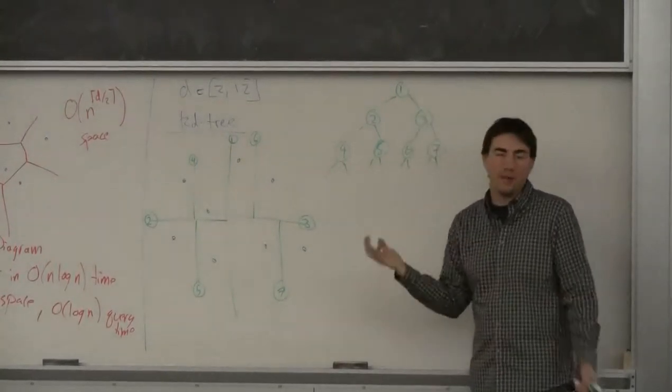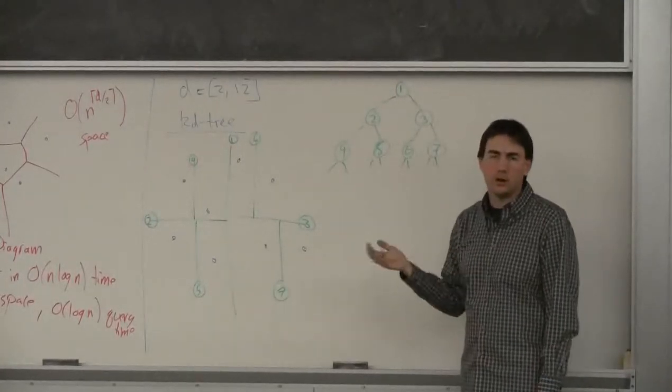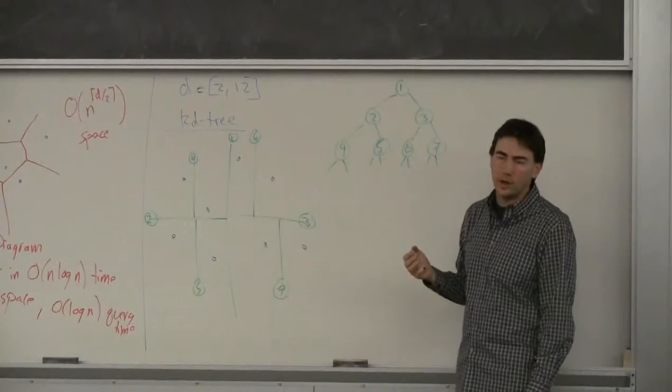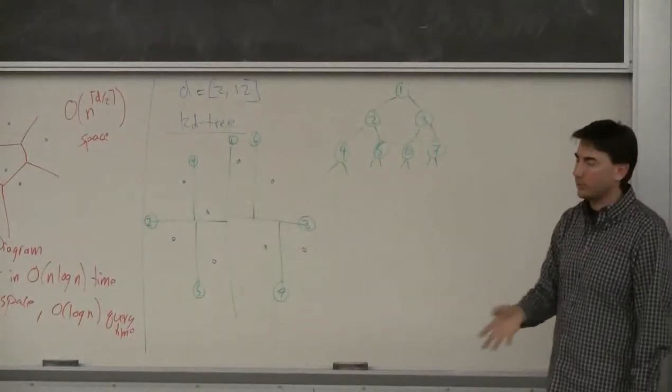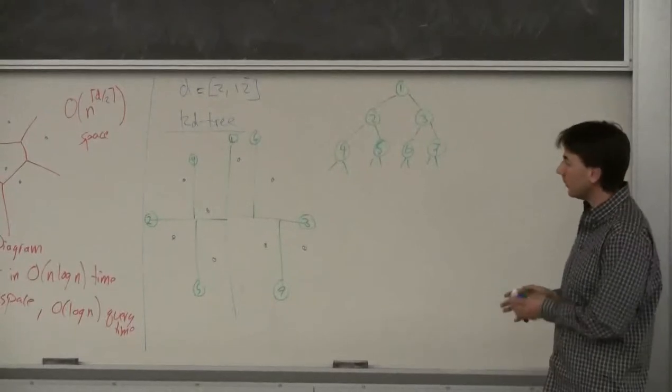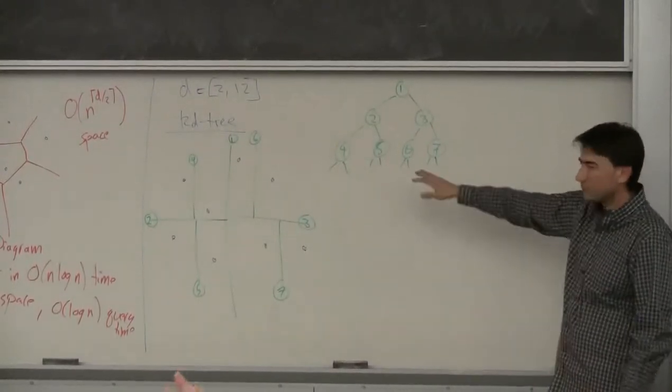I can stop when I have 1 point, or sometimes it makes sense to stop when you have a small number of points, instead of building out the tree explicitly. So maybe you stop when you have 10 points in your set. So this is how I've split this.